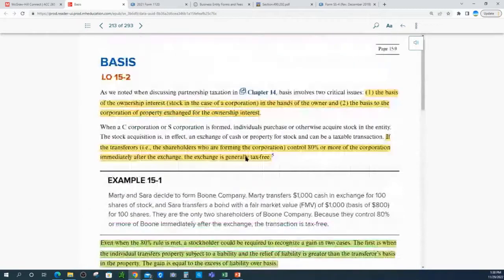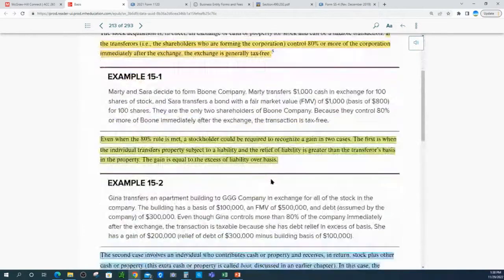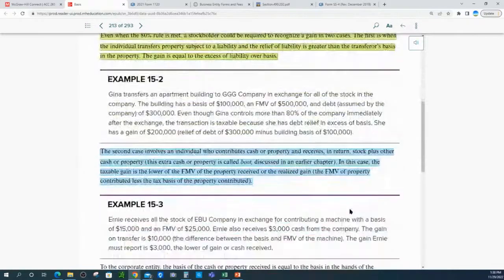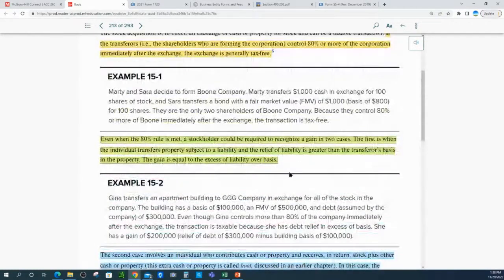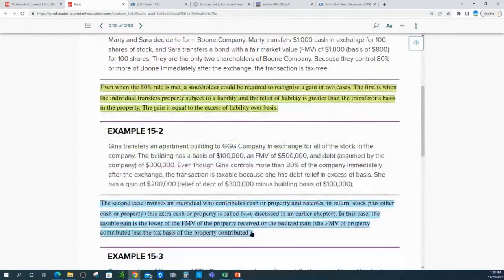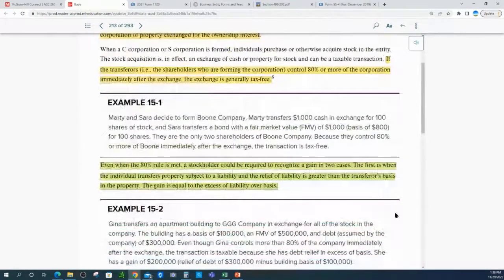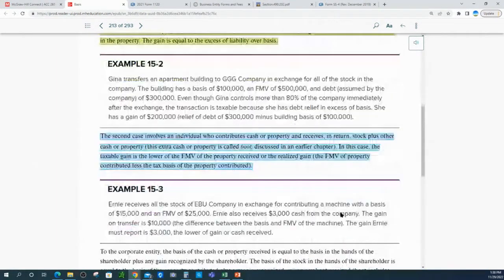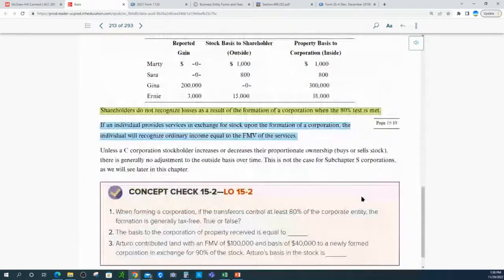So that big thing is the 80%. If it's over 80%, then there's only 2 instances where you'd have to recognize a gain. If it's under 80%, then you may have to recognize a gain on the exchange.